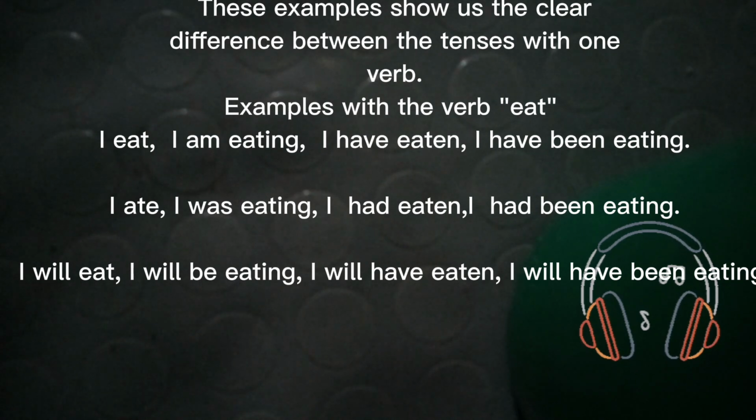Examples with the verb eat: I am eating. I have eaten. I have been eating. I ate. I was eating. I had eaten. I had been eating. I will eat. I will be eating. I will have eaten. I will have been eating.